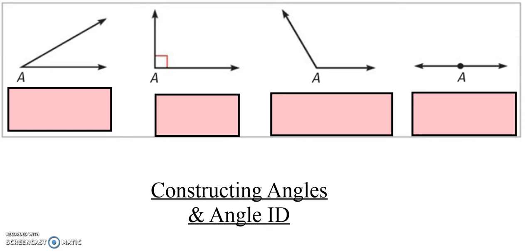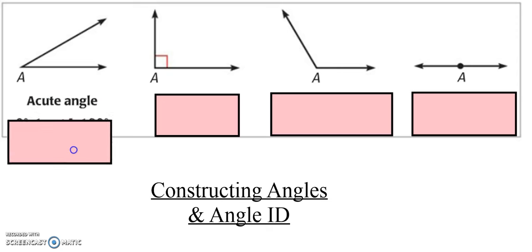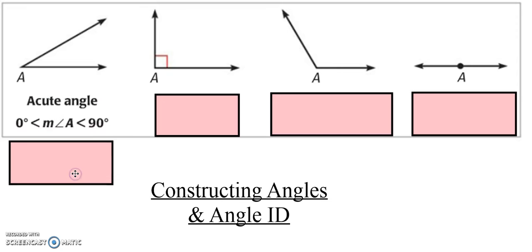So the first angle that we're going to talk about is an acute angle. So properties of an acute angle. Basically, it needs to measure anywhere between 0 degrees and 90 degrees.